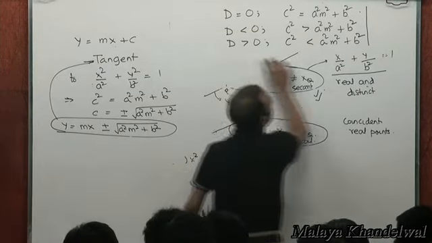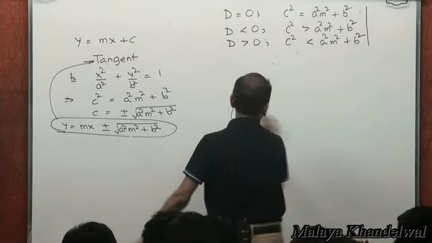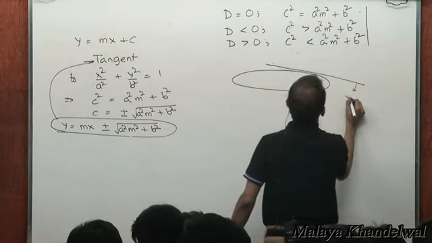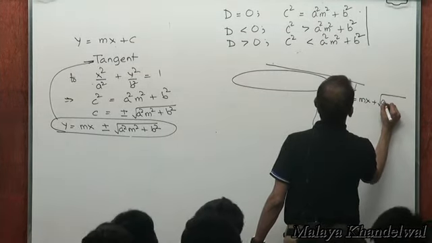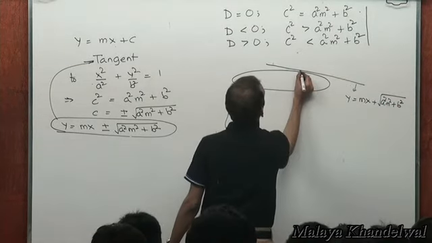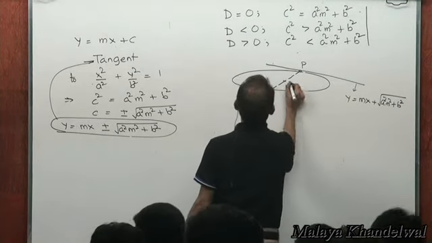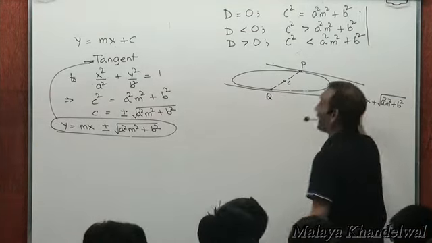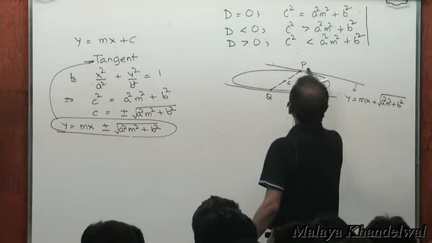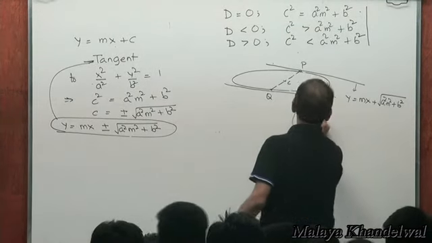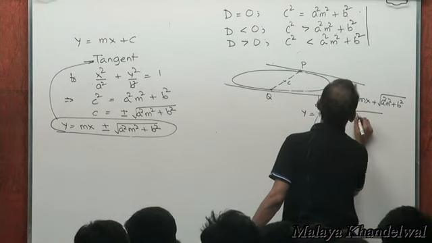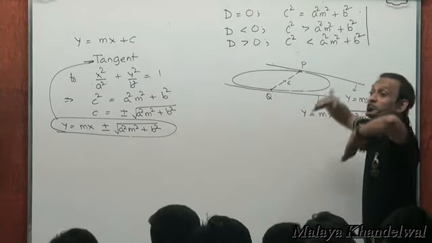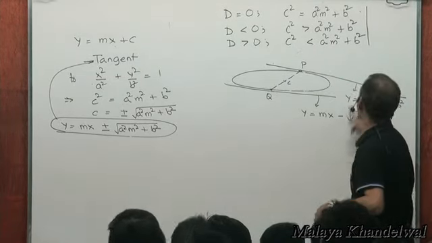In fact, let me tell you that if this is y equal to mx plus root a squared m squared plus b squared, a tangent at a point P, and if this is the center, then there would be another tangent to the ellipse that will be parallel to this tangent, at the other end. These two tangents would be ends of a diameter. This tangent would be y equal to mx minus root a squared m squared plus b squared. These would be tangents at the extremities of a diameter. They are parallel tangents. Tangents drawn at the extremities of a diameter are parallel to each other. They have the same slope.